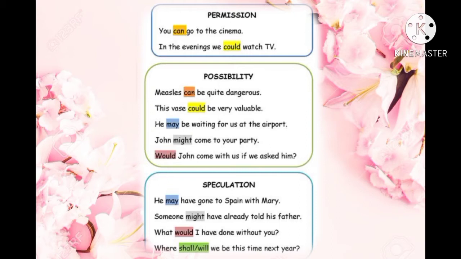May I enter your room, sir? May I ask a question, ma'am? So that shows more respect. When you are using may for asking permission, it is showing more respect. But there is no mistake in using can also over there. Grammatically, there is no mistake. If you are asking your friend, may I take your glass of water? Nothing mistake is there.